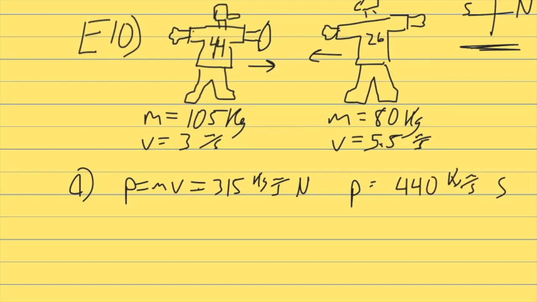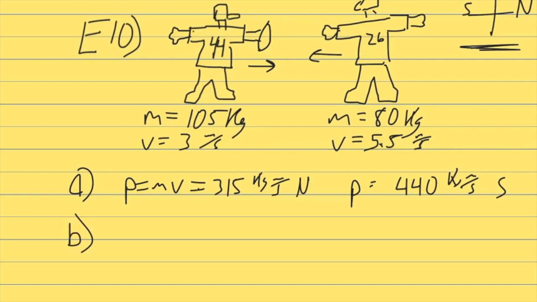I could also, instead of saying north and south, I could have said positive and negative. I could have said north is positive and south is negative. So I could have had an answer of 315 kilogram meters per second and negative 440 kilogram meters per second. Either way is fine.